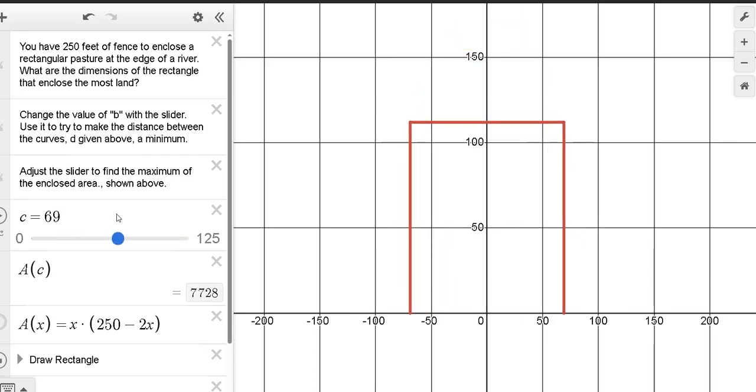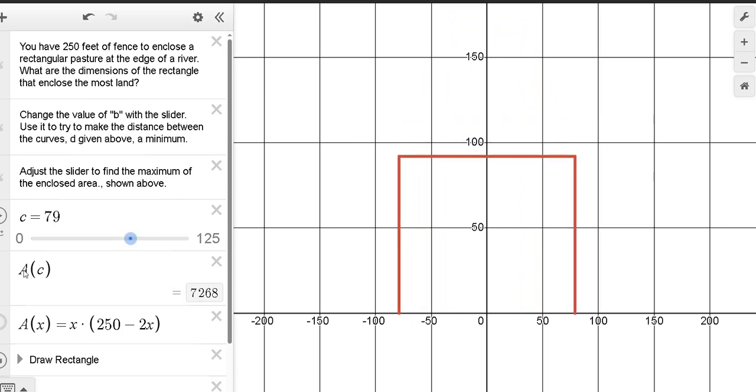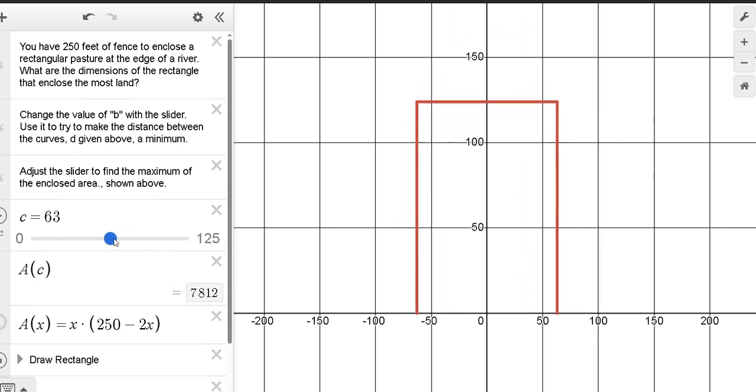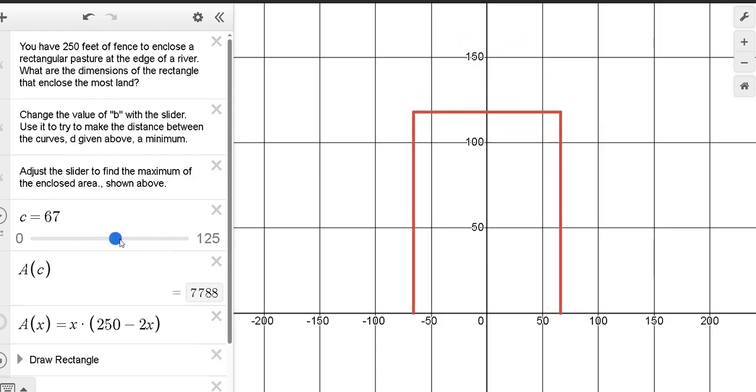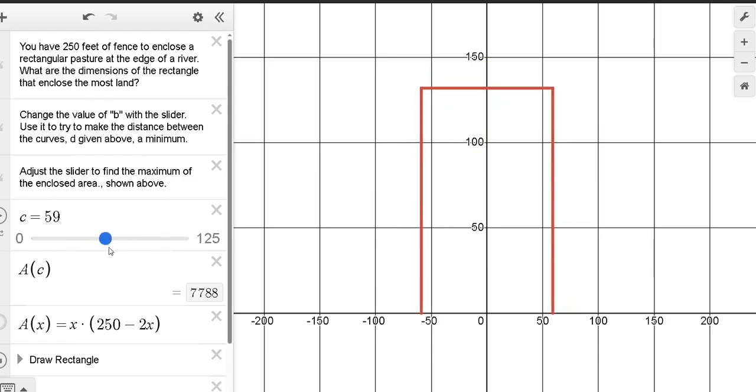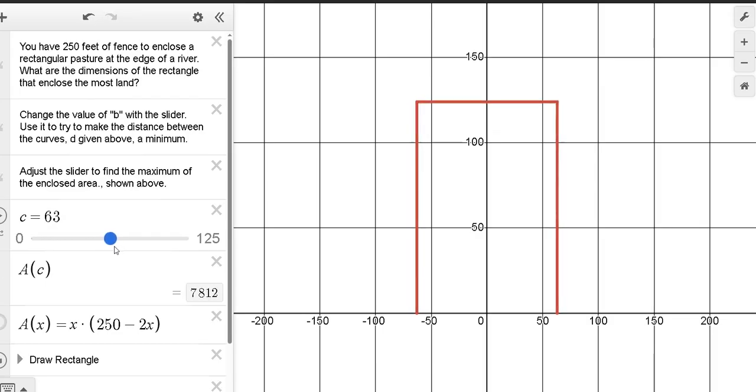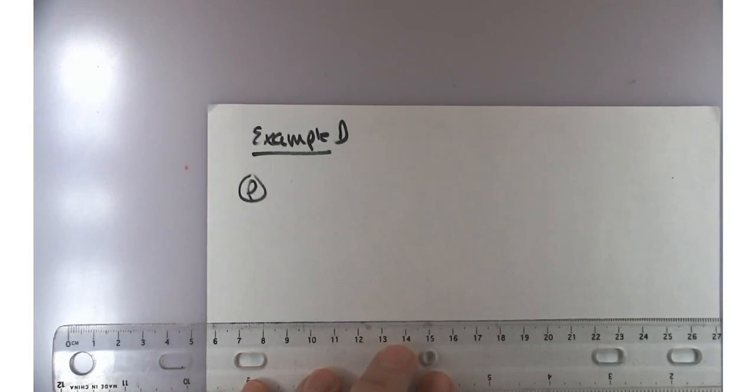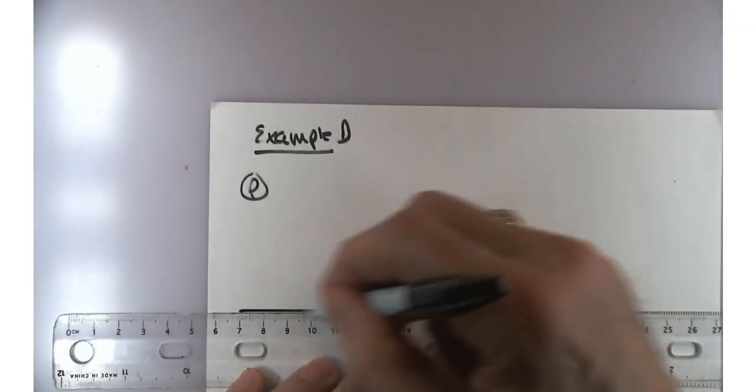If you keep an eye on this A of C here, then somewhere in between you can see that, all right, 7,800, yeah, 78-ish, 7812. So somewhere around there looks like the best that you're going to get. All right, but what's the actual best? Let's see if we can figure that out. Let's draw ourselves a picture to start with.